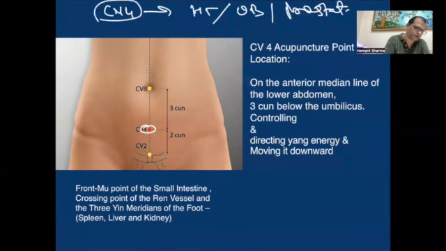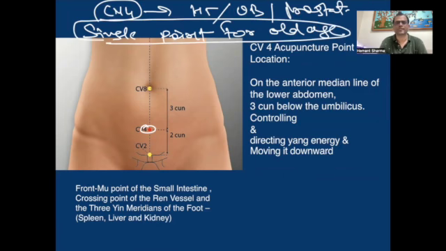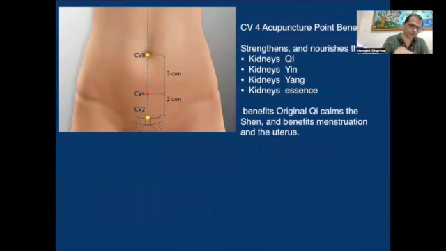So CB4 is called the single point for old age. From the navel, if we go 3 chun down, we get CB4, and if there is any disharmony we will see a lump here, right? So in this way CB4 is the point which will improve the kidney chi, the kidney yin, the kidney yang.